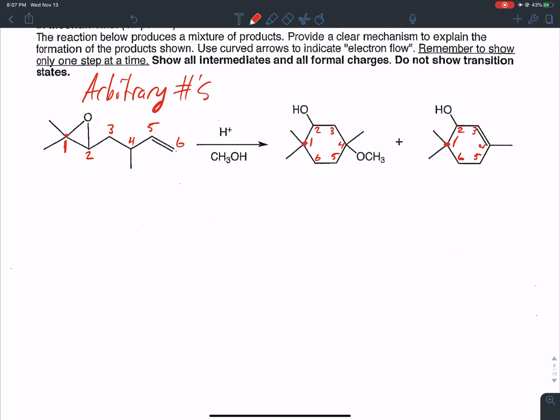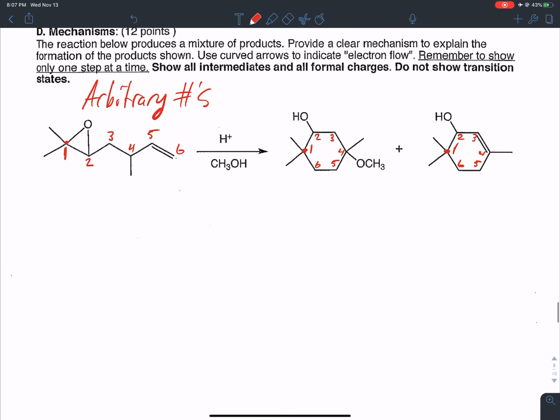Carbon 6 at some point in the mechanism is going to come attack carbon 1. Does that make sense how I got that? So we're kind of deducing a lot of the things that are going to happen before we even do it. That's very helpful to kind of give yourself a game plan, take a second and look at it and think about it. Give yourself those numbers. It'll help you a lot.